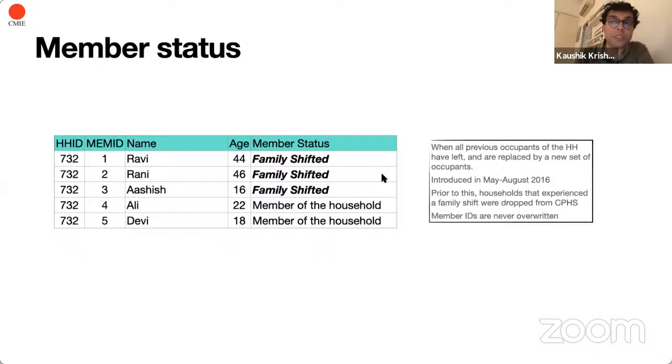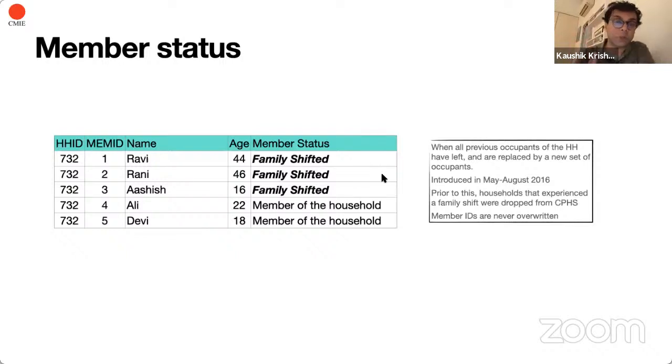So when a new set of members enter a household and the old set vacate the household, the new set don't get the same IDs as the old set. So Ravi, Rani, and Ashish were members 1, 2, 3 forever, even if they leave. And when Ali and Devi join the household, they will be members 4 and 5. And members 1, 2, and 3 will never show up in the household again.